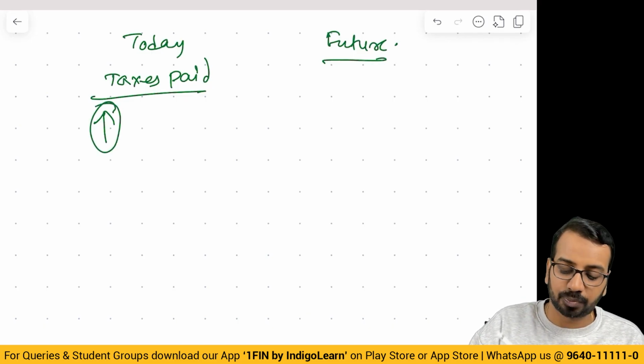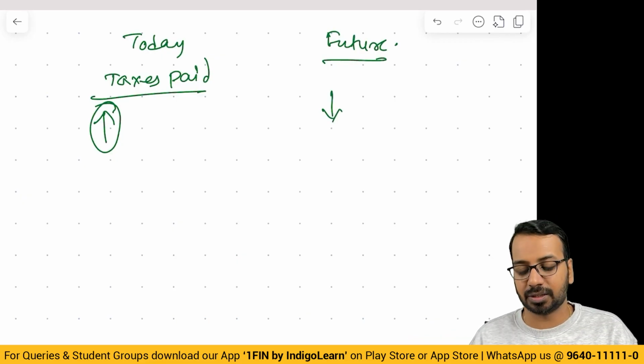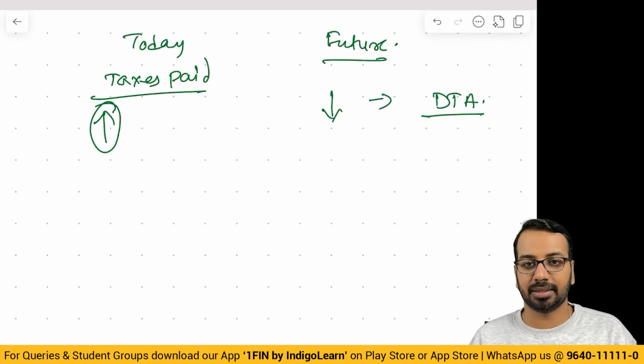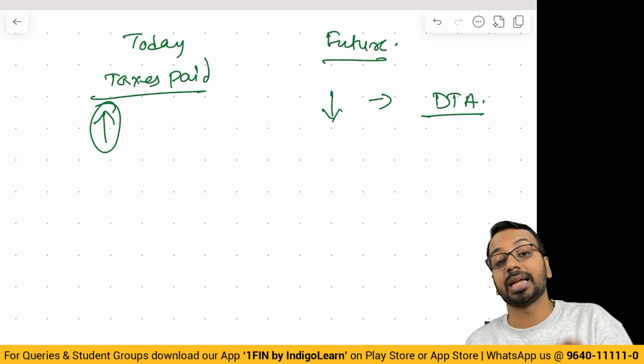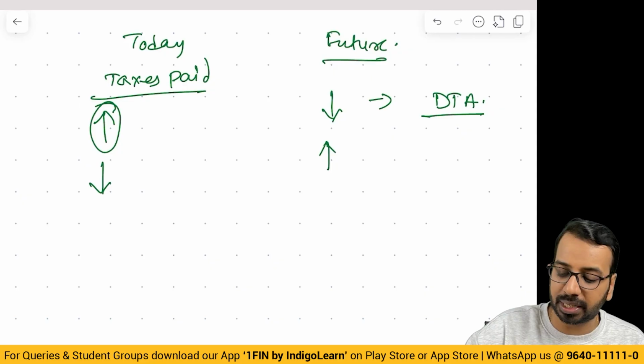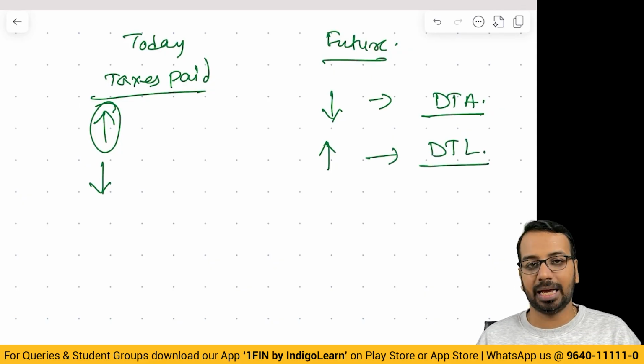So if the taxes paid today are higher, which will result in a future reduction of taxes, this will create a scenario called deferred tax asset. And if taxes paid today are lower, in future I have to pay a higher tax. This will create a scenario called deferred tax liability.